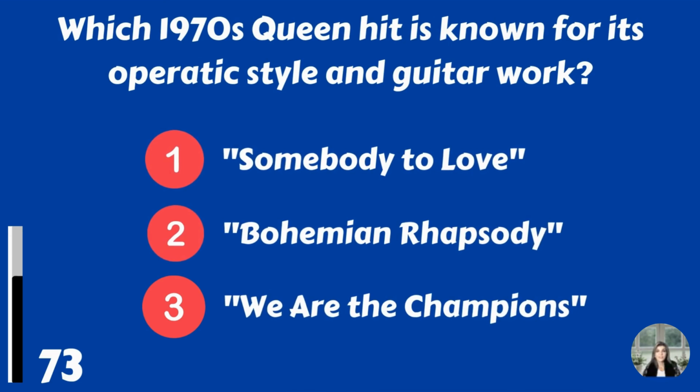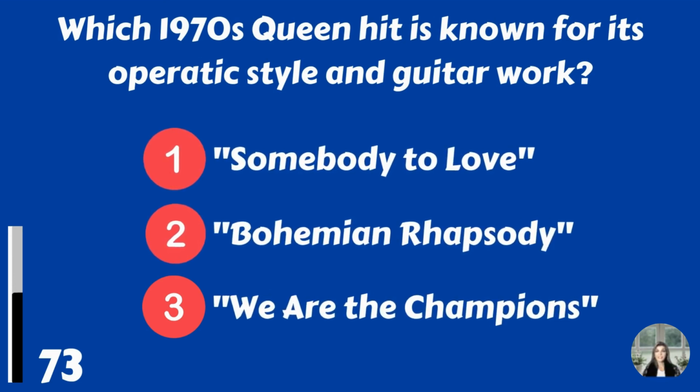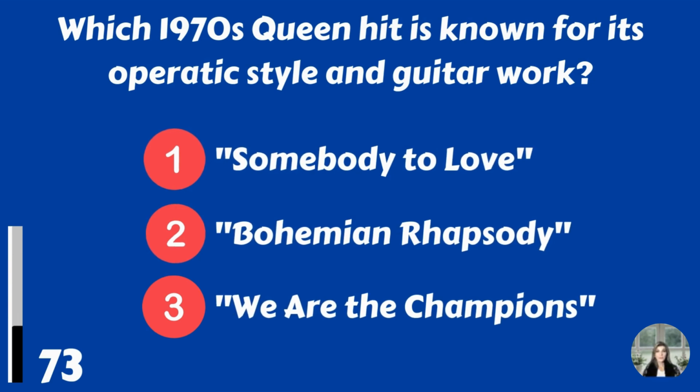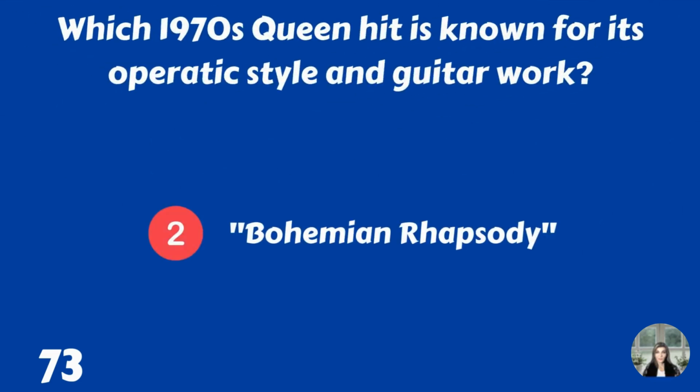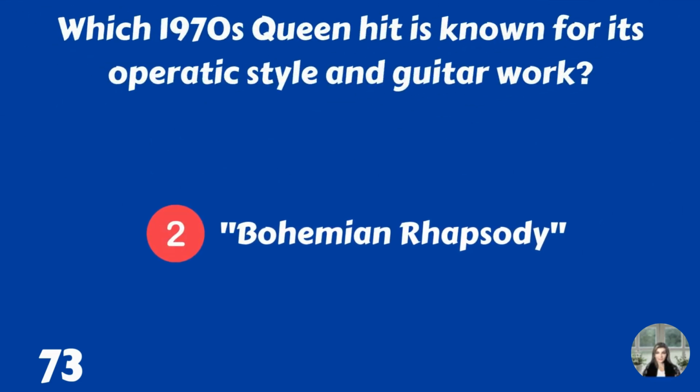Which 1970s Queen hit is known for its operatic style and guitar work? Somebody to Love, Bohemian Rhapsody, or We Are the Champions? Bohemian Rhapsody.